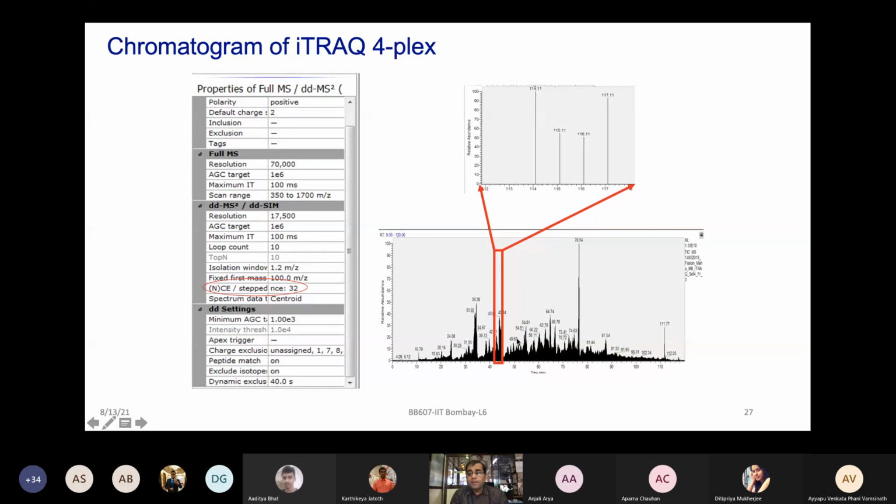But even at the mass spec level, if the collision energy which is fragmenting this is not sufficient, you may not see the right type of reporter ions fragmented. So therefore, playing here with the collision energy becomes important. I showed you some parameters in the beginning about how to change the parameters in the mass spec settings for the MS or MS/MS analysis.